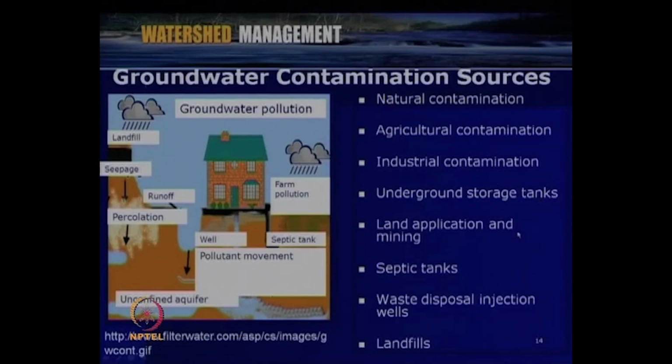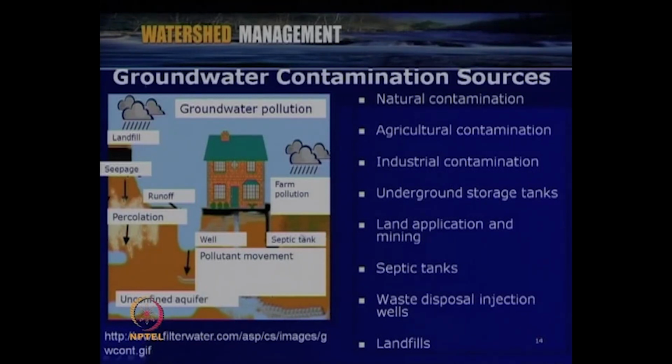Then land application and mining. So, what kind of fertilizer applications or what kind of solid waste are kept on the land, that will be percolating with respect to rainfall, and these pollutants will be percolating down. And then another source is mining. You can see that in many areas different types of mines are there. So, mining is another important source of groundwater pollution.